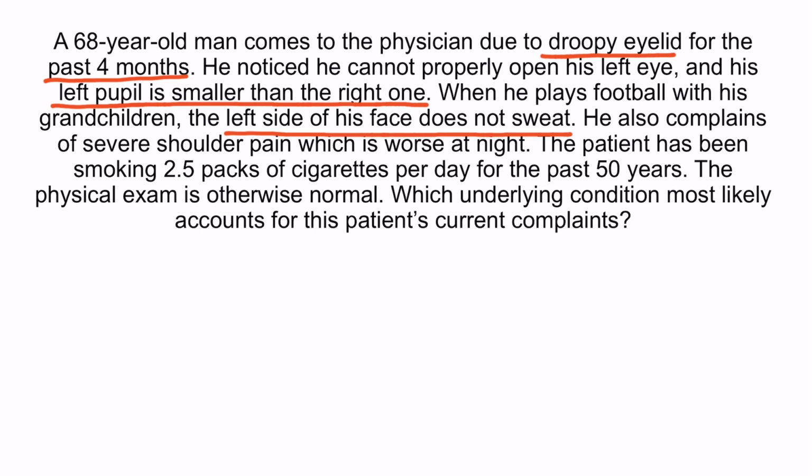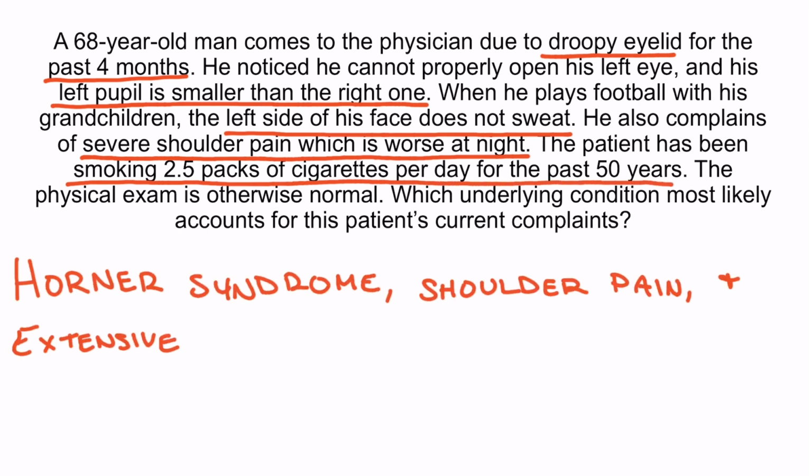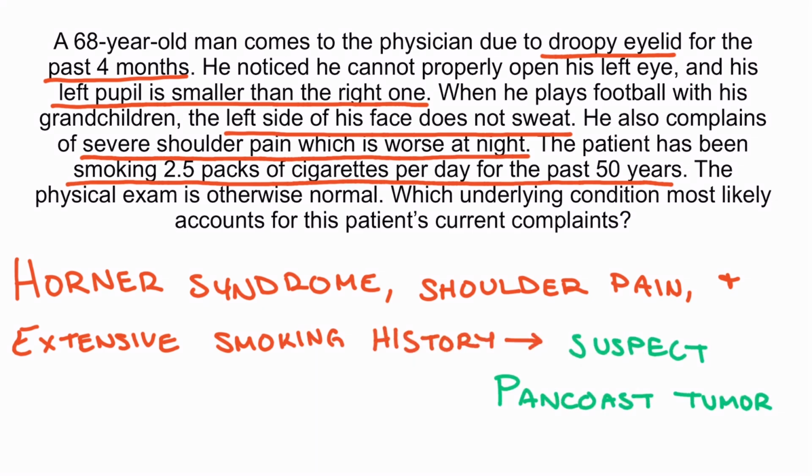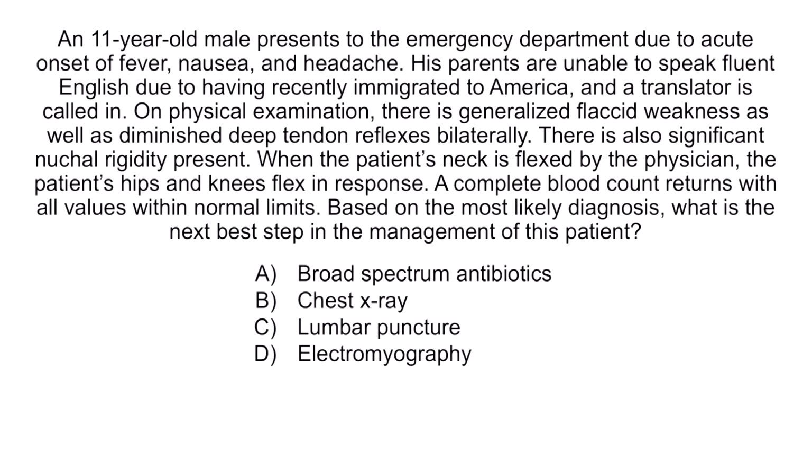The patient also complains of severe shoulder pain, which is worse at night. He's been smoking 2.5 packs of cigarettes per day for the past 50 years. Given his shoulder pain and extensive smoking history, the most likely underlying condition that accounts for this patient's Horner syndrome is Pancoast tumor. Here's an image showing how the Pancoast tumor looks on chest x-ray. Let's end our lecture with a board-style question.